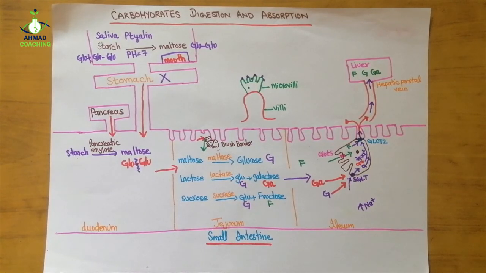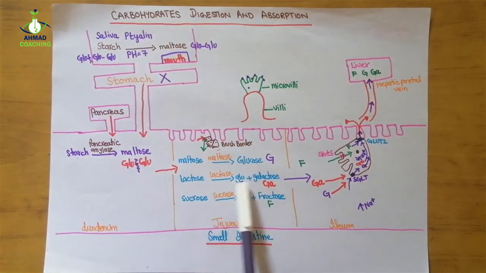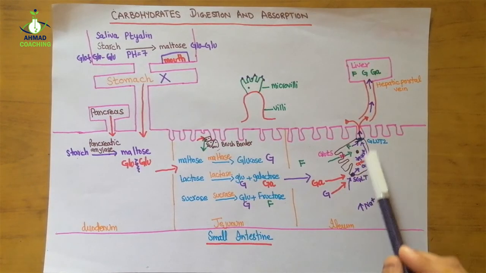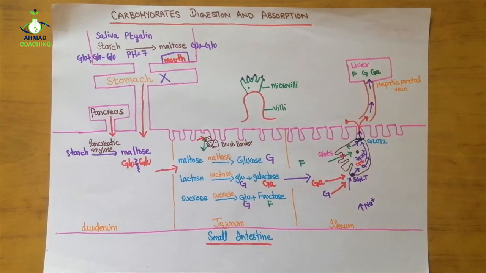So in this way, the food which contains carbohydrate is going to pass through all these parts of the digestive system, and finally it will reach the liver in the form of fructose, glucose and galactose. So that was all about carbohydrates, digestion and absorption.